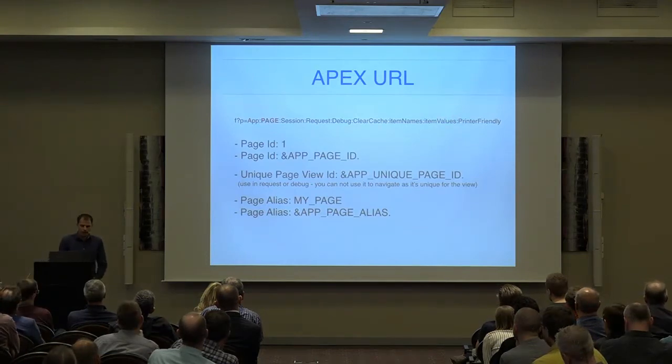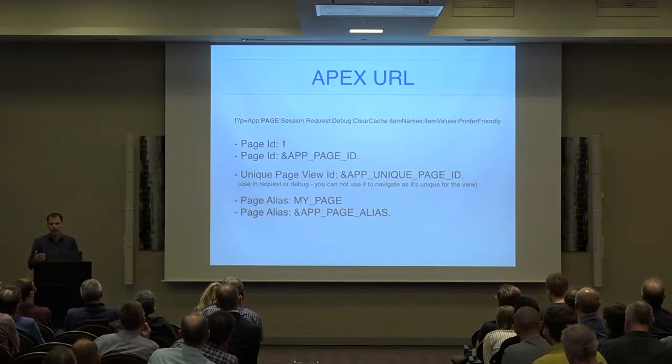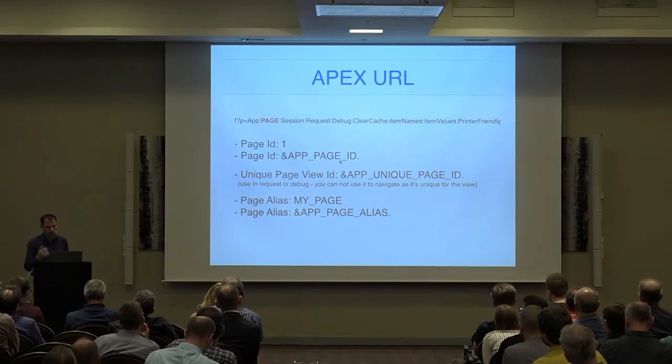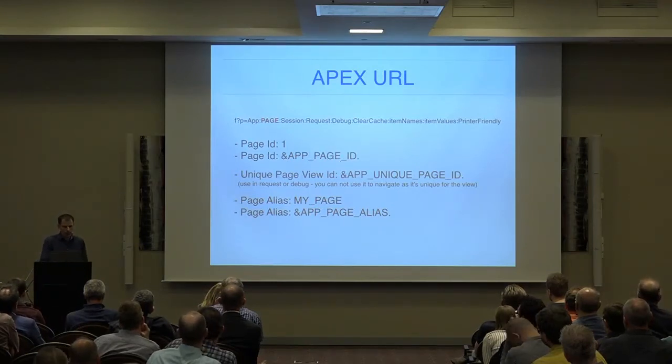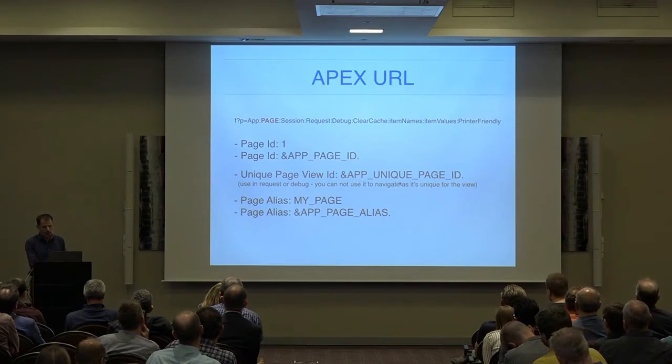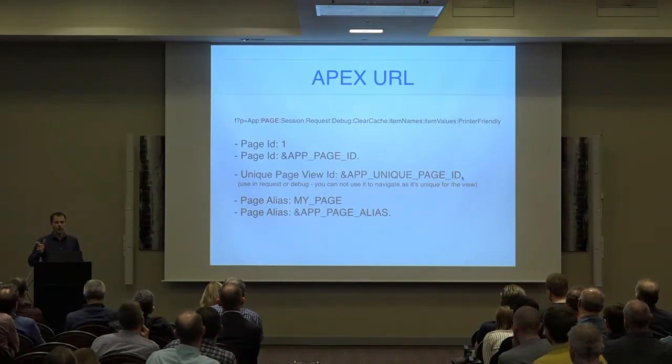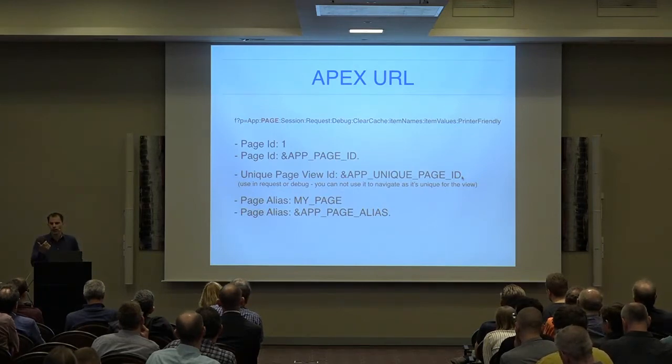Let's look at the page. The page, similar as the application. You can put like the page number. That's fine. Or you can reference the page you're on. This one, I always forget, like app unique page ID. So this is something behind the scenes that Apex uses. It gives you a unique string. Whenever you view that page, it generates a unique ID.